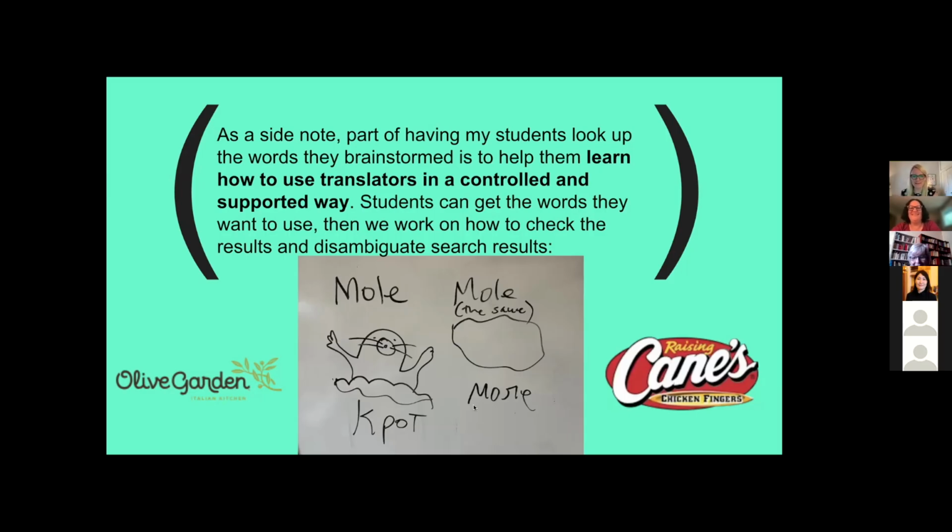My favorite one is the mole versus mole. A lot of my students are Mexican and love mole sauce, but on their paper, I was like, wait, you love to eat the animal called a mole? And they're like, what? But then we did some Google image searches, and they're like, oh no, I don't eat those. The same thing happened with a very popular restaurant called Cane's, and I was like, you like to chew on wooden sticks, when they put it in Google Translate? And they're like, no. So it helped us disambiguate those search results.